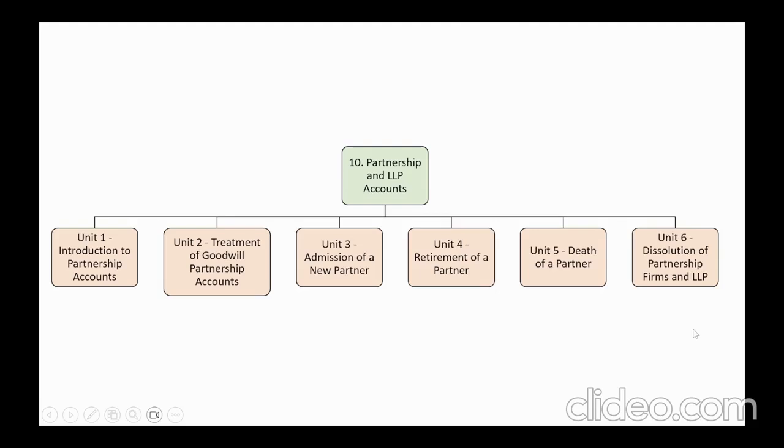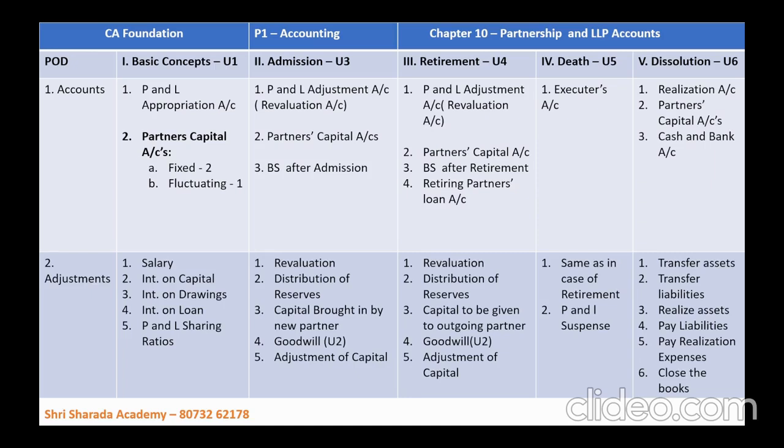Foundation Accounting, Chapter number 10, Partnership and LLP Accounts. There are 6 units given in this chapter. How to understand the adjustments involved in each of these chapters, and also the accounts to be prepared in each of these units.